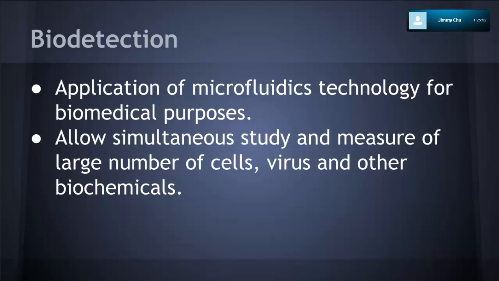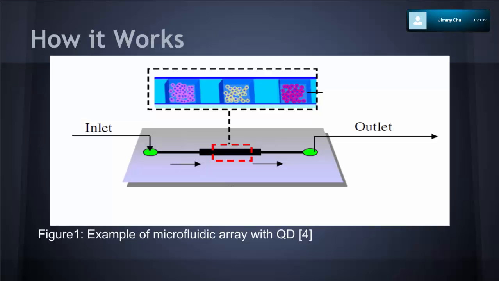So moving on to biodetection, it is an application of microfluidic technology for biomedical purposes. This technology allows simultaneous study of a large number of cells, viruses, and other biochemicals that are dispensed onto the detector. So how does it work?